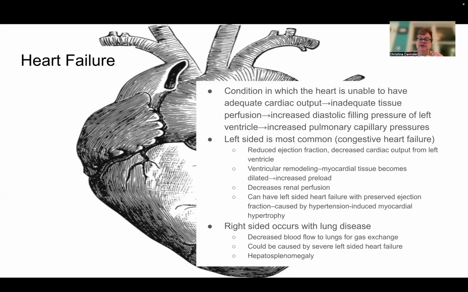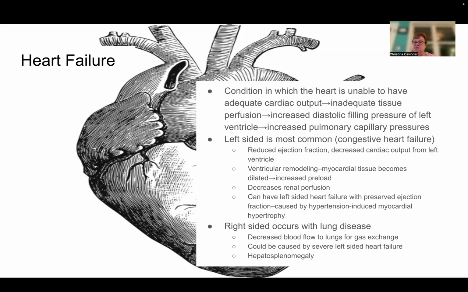So heart failure can be left-sided or right-sided. And you're like, well, this is the heart, not the lungs, but it affects the lungs. This is where the heart is unable to give an adequate cardiac output, so that leads to inadequate tissue perfusion. So you're not getting blood out through the aorta, decreased perfusion. So you have increased diastolic filling pressure on the left side of the ventricle, or left ventricle. And then you have increased pulmonary capillary pressure.